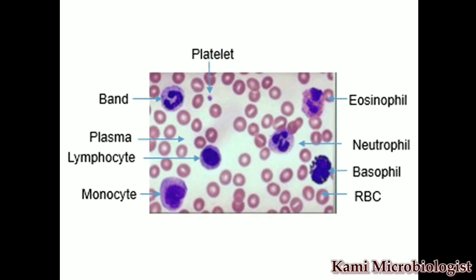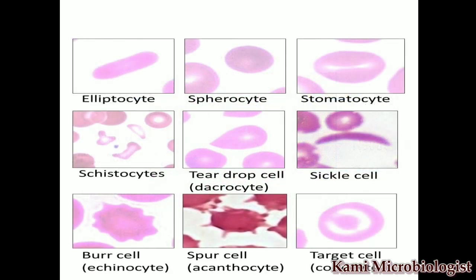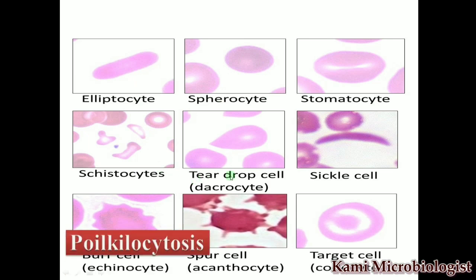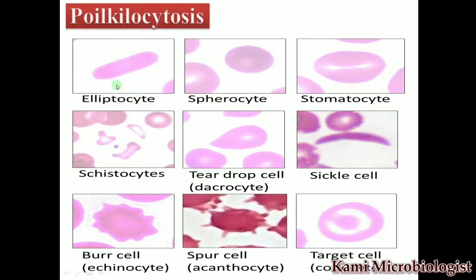Now this is the poikilocytosis condition, as you can see, in which the RBCs look like they are in different shapes. So this is the real picture of poikilocytosis. When you stain the slide and you find all these structures, it means that the individual has a poikilocytosis-like condition.